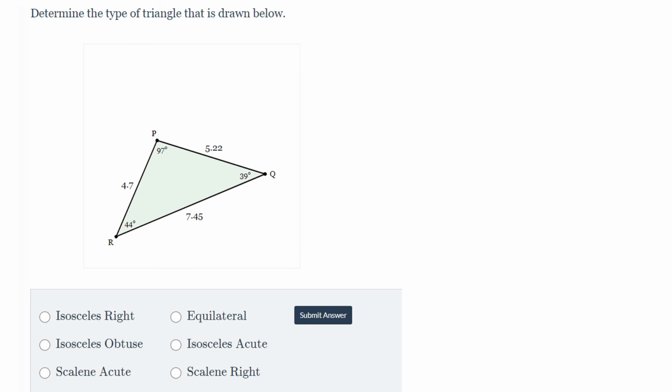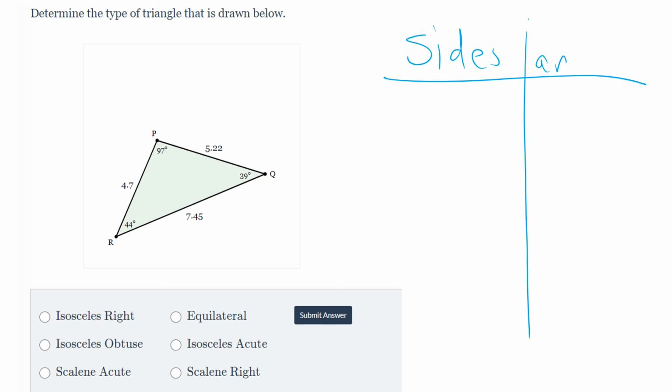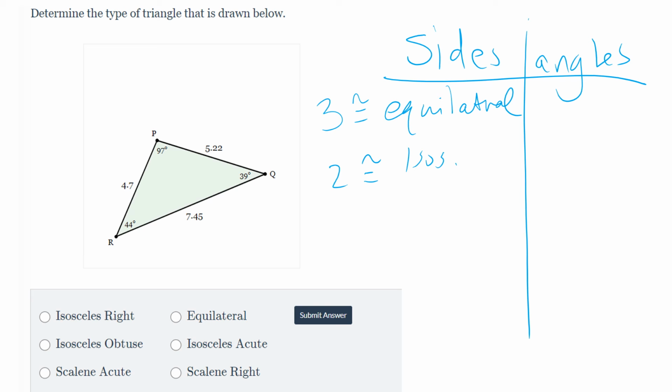For types of triangles, we classify by sides and we classify by angles. So there are a bunch of different words here that are going to come into play. For sides, if you have 3 congruent sides, that's an equilateral triangle. If you have 2 congruent sides, that's isosceles. If you have no congruent sides, that's scalene. So that's where your first classification is going to come from.